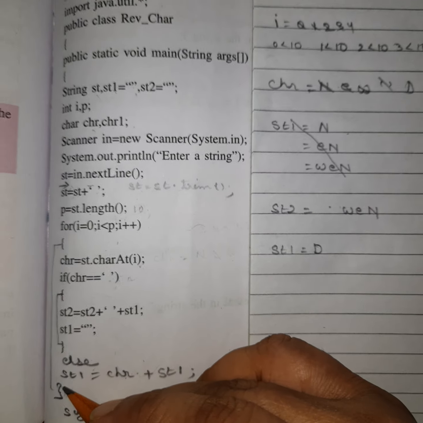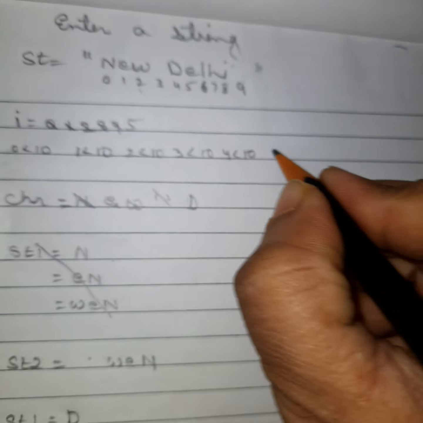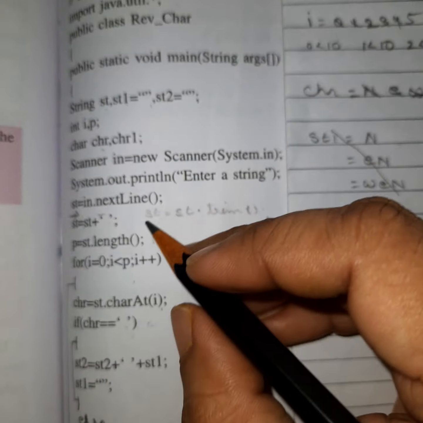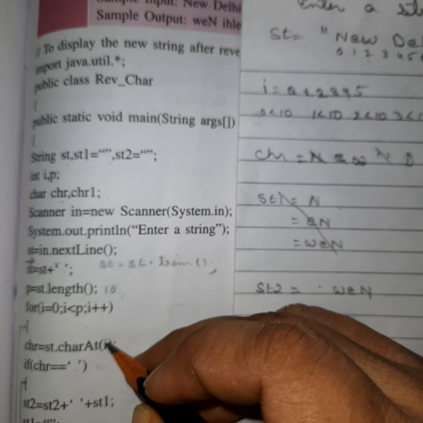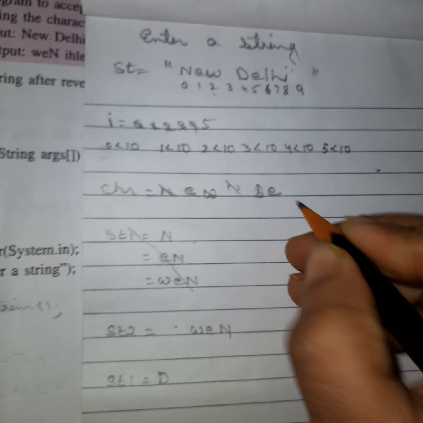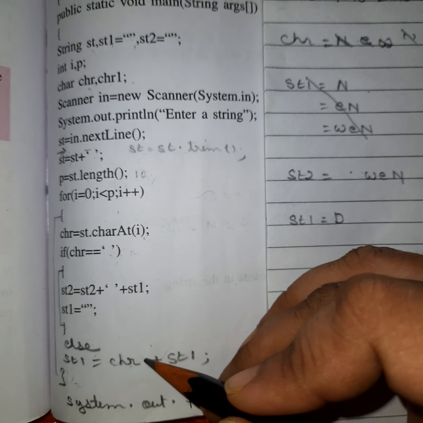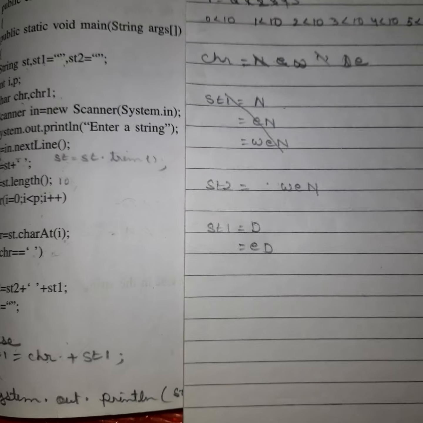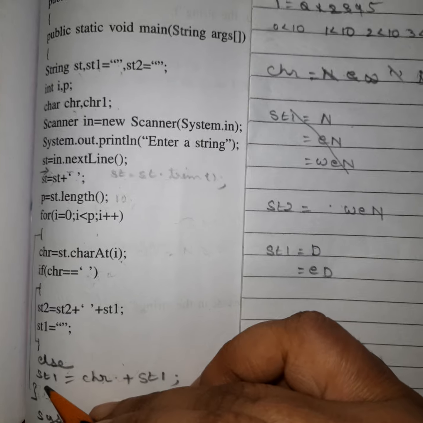So here now I is 5. 5 is less than 10, condition is true. So it will come to this part, character at I. So I is 5, in the 5th position it is E. E is not a space, it will come here, character plus st1. So ED will be stored in st1.